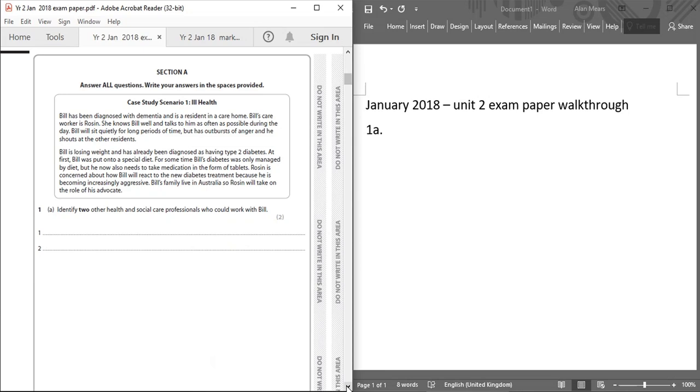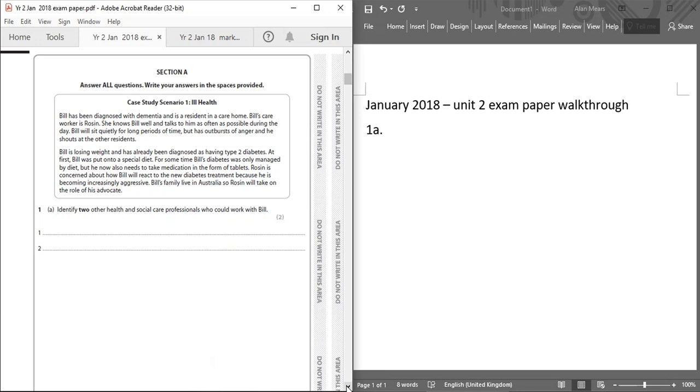So our first question comes in section A. As always, scenario 1, ill health. In this case, we've got Bill, who has dementia. He lives in a care home. Bill has a care worker, Rasheen, and they work together quite nicely. Bill will sit for long periods of time, quite quietly, but he has outbursts of anger. It also mentions Bill's losing weight. He has diabetes alongside his dementia. He's on a special diet, and they're managing his diabetes. He doesn't have much family living in the country, and Rasheen is taking on the role of advocate. So there's a lot of detail in this content.